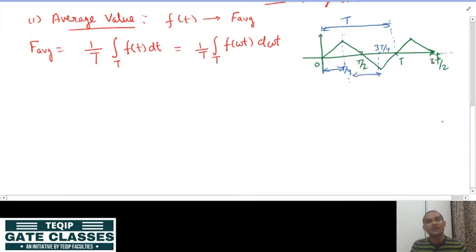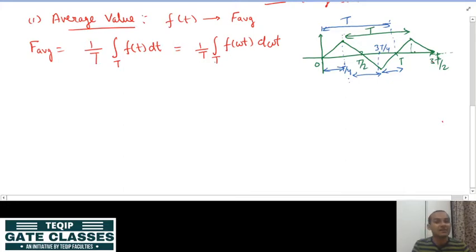And then you again have to break from 3T/4 to T. So, if you take the instants from 0 to T, then you have to break the function 3 times. But instead of that, if you take the time period from T/4 to 5T/4, this is also a time period of capital T, but here you have to break the function only 2 times, from T/4 to 3T/4 and from 3T/4 to 5T/4.